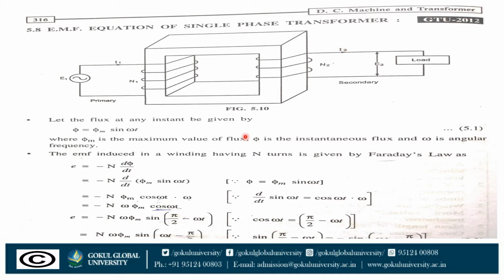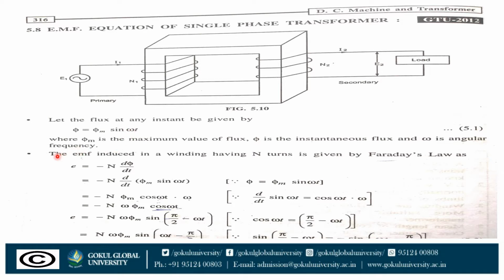Now we know that the flux at any instant is given by phi equals phi m sin omega t, where phi m is the maximum value of the flux, phi is the instantaneous flux, and omega is the angular frequency.